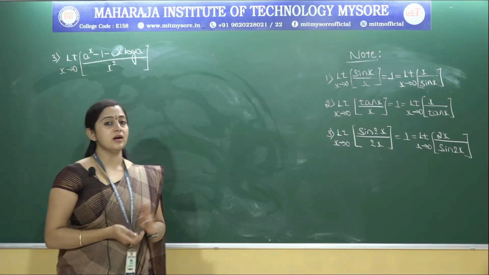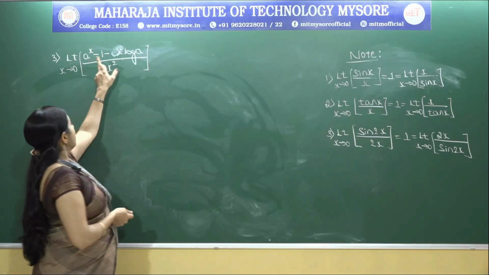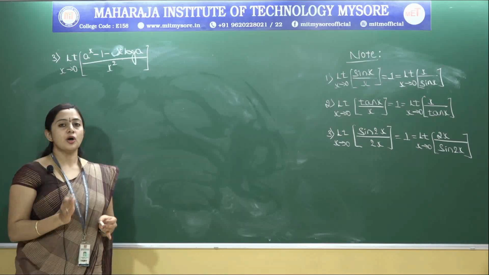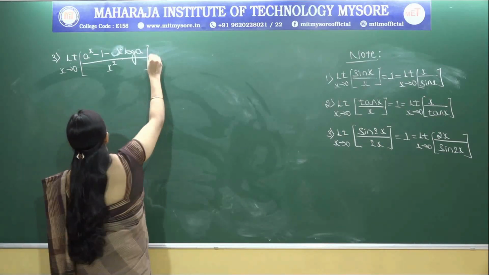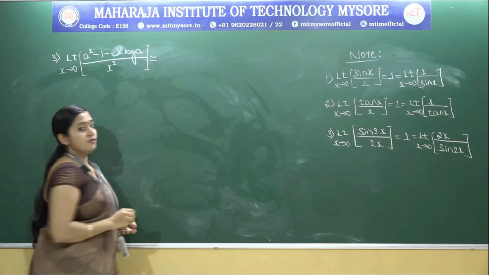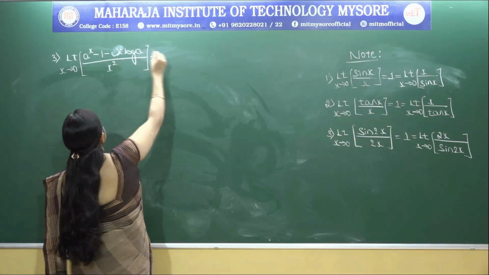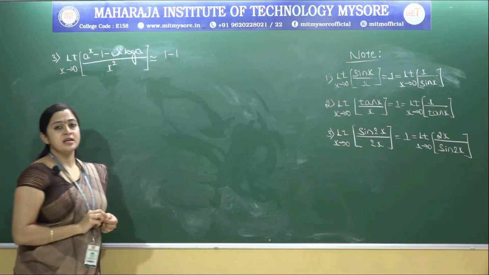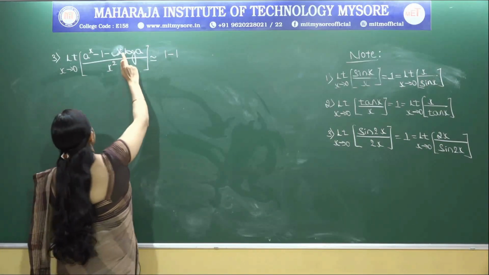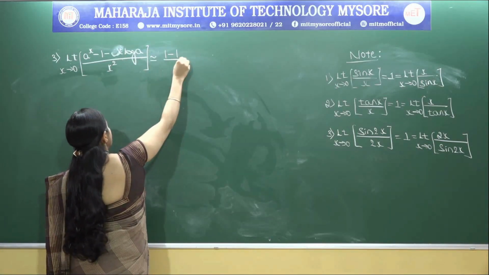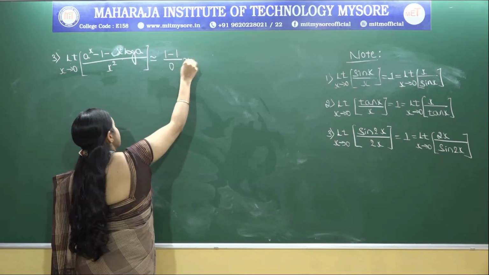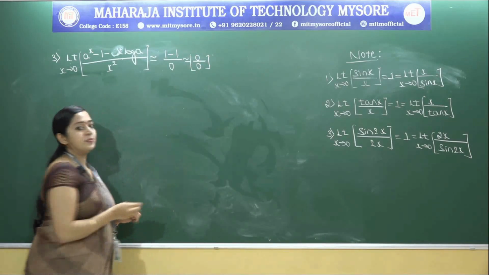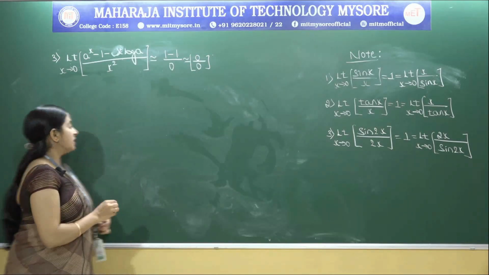Next example, the third one, the limit of a power x minus 1 minus x log a divided by x square. First you apply the limit. If the x tends to 0, the first term a power 0 is 1, minus 1, you keep the log a as it is. Since the x equal to 0, this term becomes 0, denominator is 0. So this tends to 0 by 0 form. Then apply L'Hospital rule.